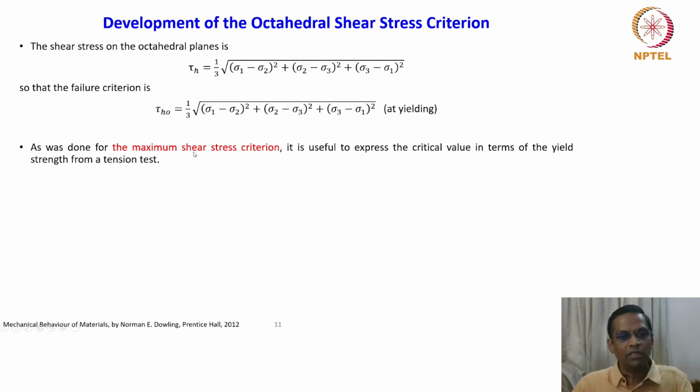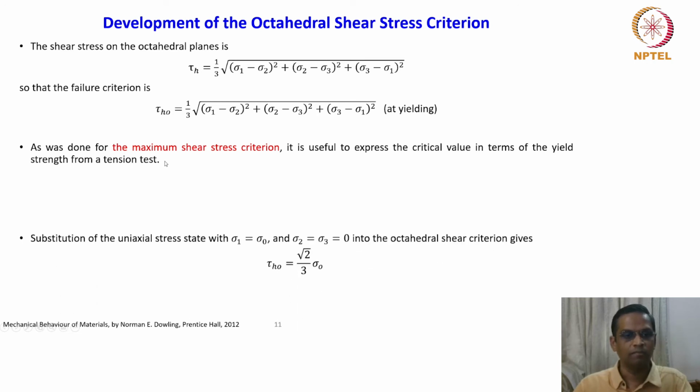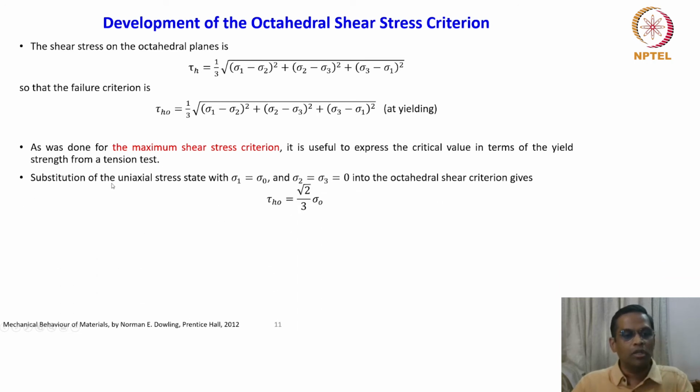As was done for the maximum shear stress criterion, it is useful to express the critical value in terms of yield strength from a tensile test. Substitution of the uniaxial stress state with sigma 1 equal to sigma naught and sigma 2 equal to sigma 3 equal to 0 into the octahedral shear criterion gives tau h naught equal to square root 2 by 3 times sigma naught. Okay, so we got now an expression for the octahedral shear stress.